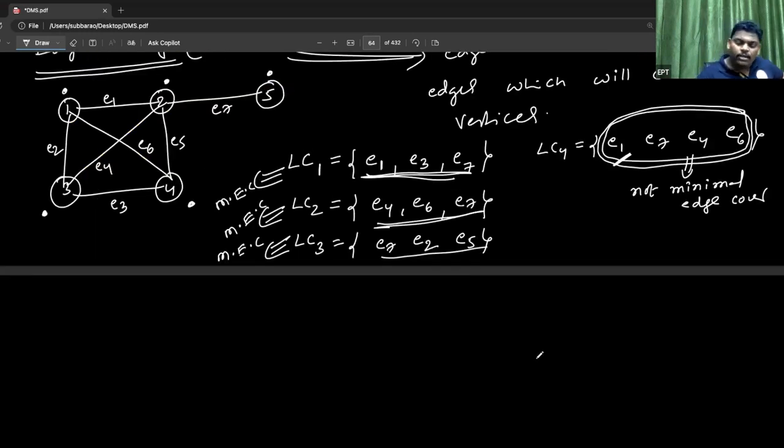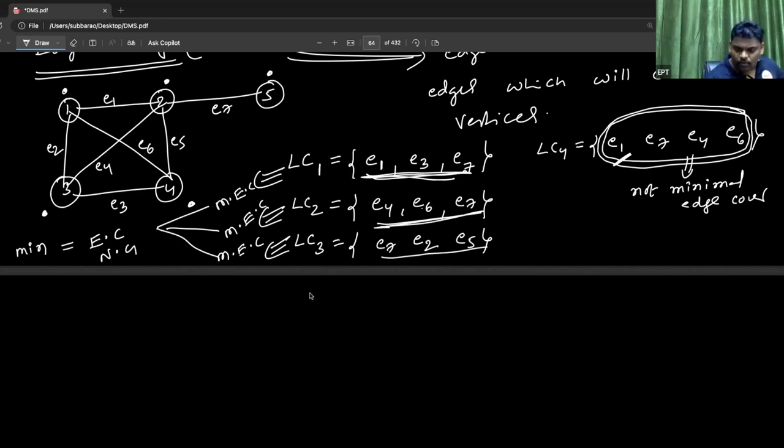Next, among all the minimal edge covers, the one having the fewest edges is called the edge cover number of the graph. Take the minimum among all of them. For example, one has 3 edges, and suppose another has 4.